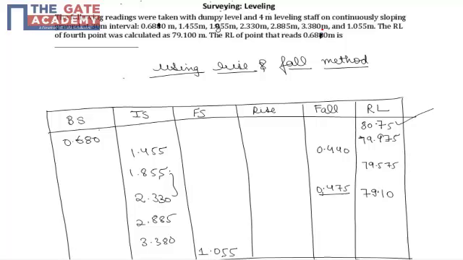So we'll be using the rise and fall method here, that when one intermediate RL is given, we can easily find out the reduced level of any other point using that RL as the benchmark. We know that the first reading is the backsight and the last reading is the foresight. So arranging all these readings in tabular form, writing 0.680 as the first reading and 1.0055 as the last reading.